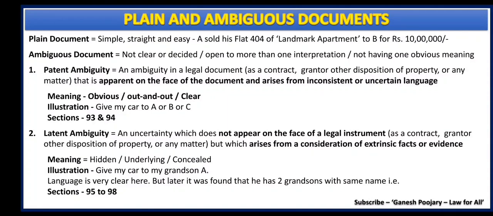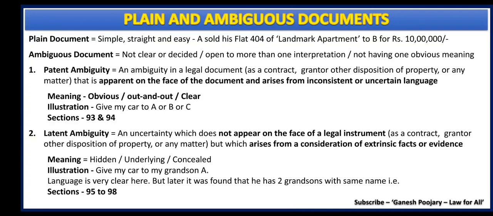It is a patent ambiguity, for example in a contract or in a grant or in any other disposition of property or any other matter. On the face of the document itself, if there is any kind of inconsistency or uncertain language, in that case we are calling it patent ambiguity. On the face of the document, the moment you read it, you understand that there is some issue with the document.